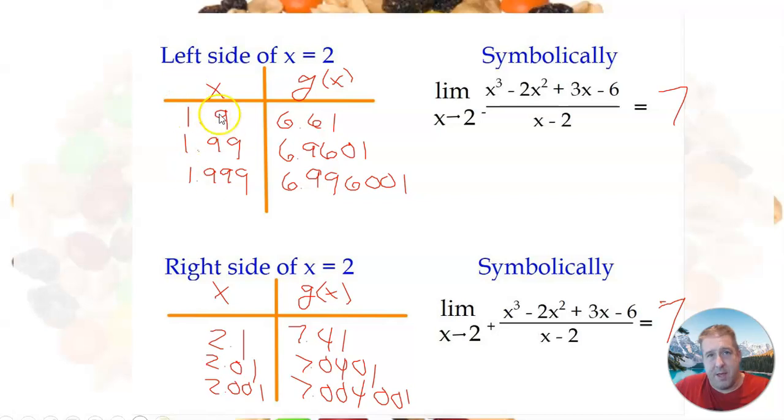For these three terms, what I notice is that 6.61, then 6.96, 6.99, the closer and closer I got to a value of 2, the closer and closer the answer ended up getting to 7.